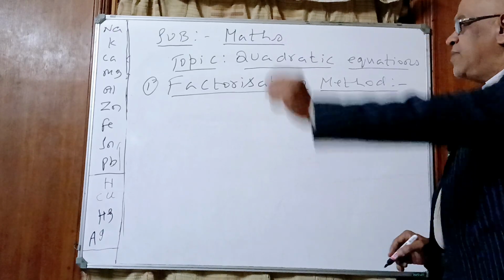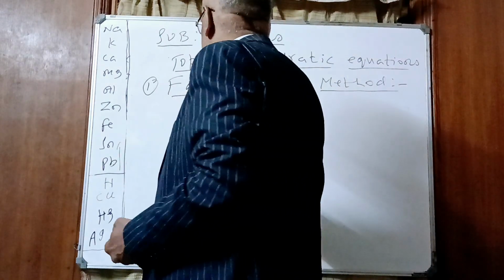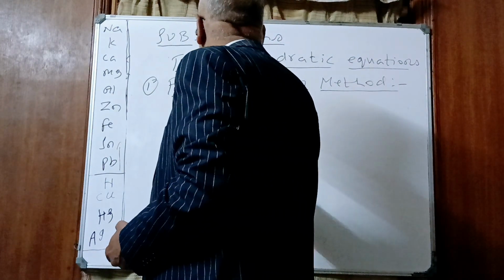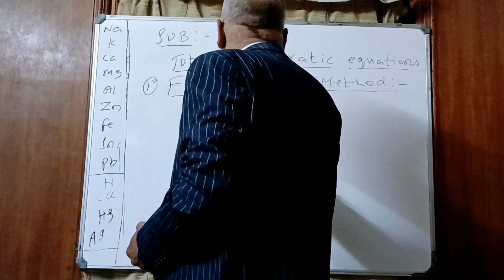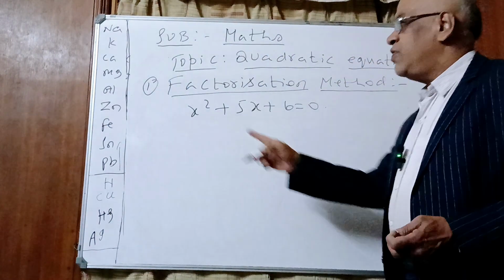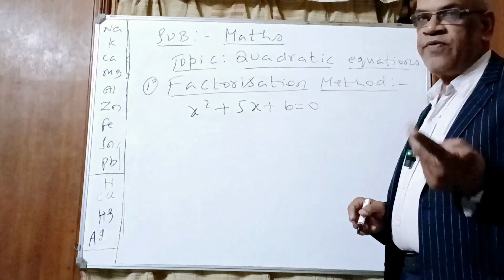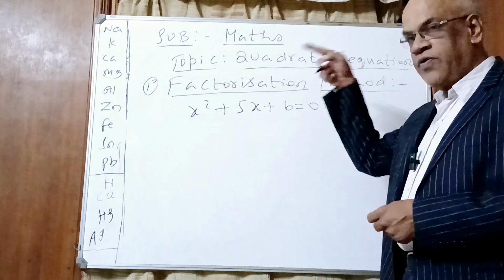What is factorization method? It's a method of finding solution to a given quadratic equation. What is that, children? Take an example: x square plus 5x plus 6. How to find the factors of this? It will have 2 factors, 2 zeros. From those factors we find the quadratic equation. We go with that.